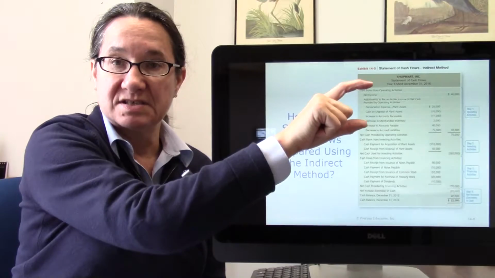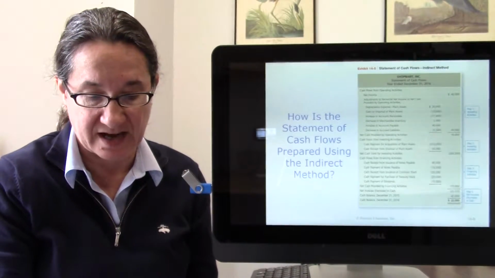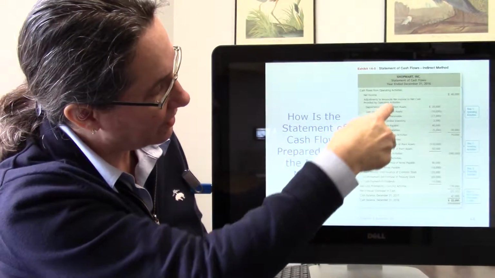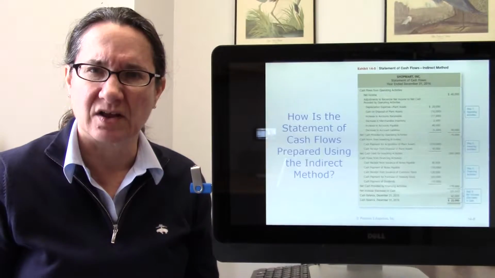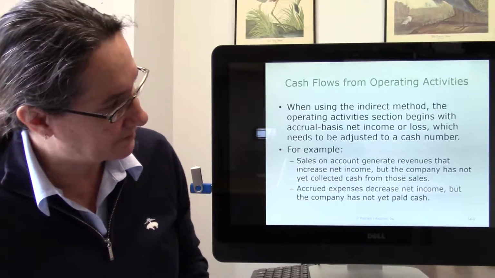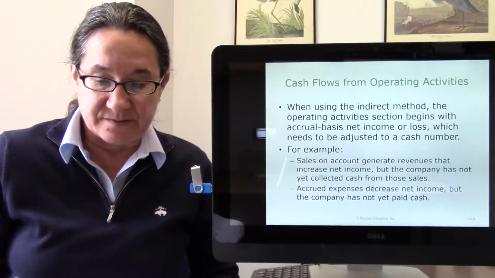Now, that's a lot. We're going to break out just the operating. All right, so we're going to talk about just the operating section of the cash flow statement right now. So we're going to break out this part and talk about it. And like I said, I think it's a little easier in class. So when we get to class, we'll do that. All right, so let's talk about cash flows from operating activities.